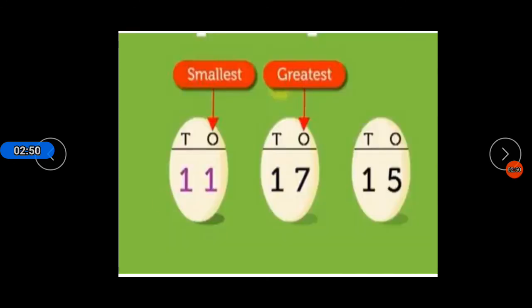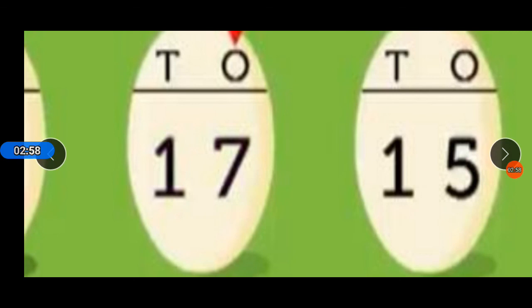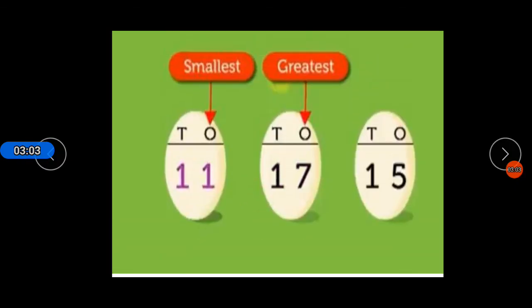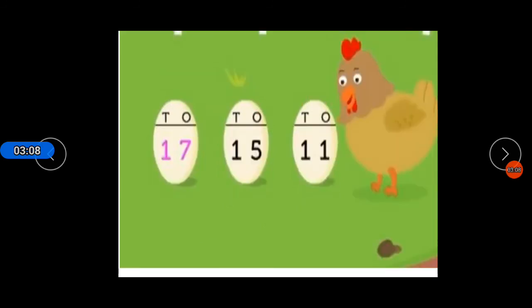Here you can see 11, 17, 15. The 11 is the smallest number and the 17 is the greatest number and 15 is in between. Next we will arrange them. 17 the greatest number, 15 in between, and 11 the smallest number. Here is the example of descending order, from greatest to smallest.